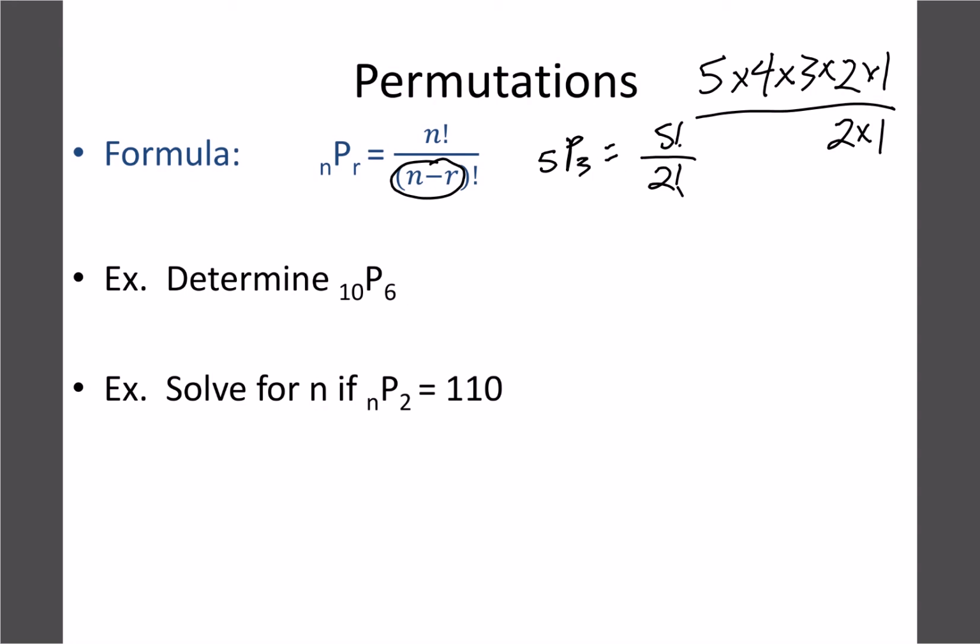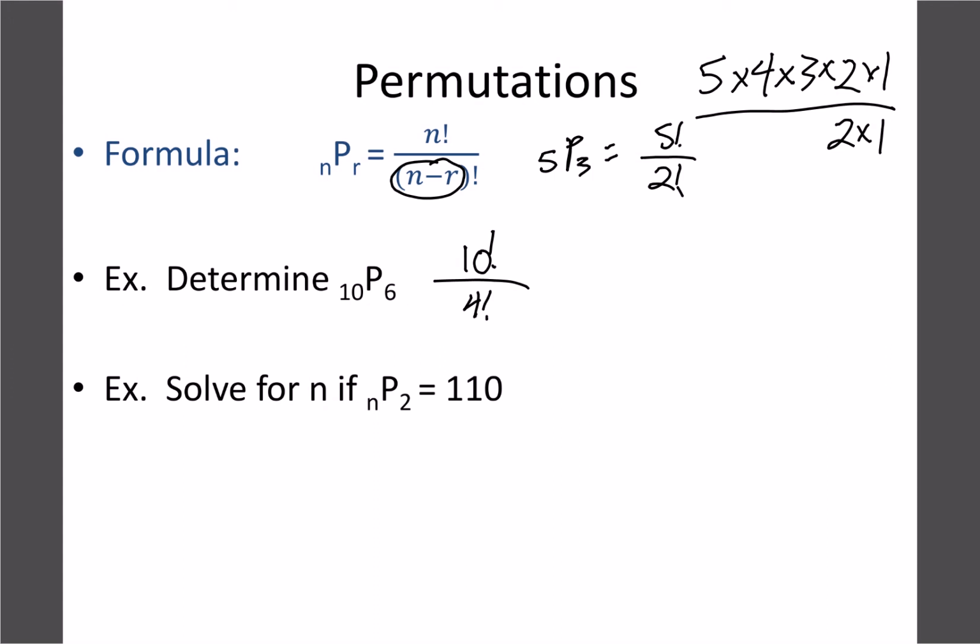So if I gave you 10P6, that's going to be 10 factorial over 4 factorial. We want the 6 numbers, we don't want the 4. And then we could solve it from there using your calculator. So you could either do the factorial or the P, you'll get the same answer either way.